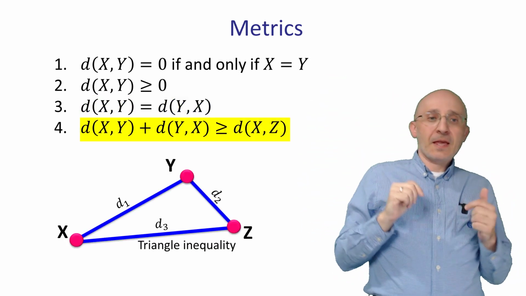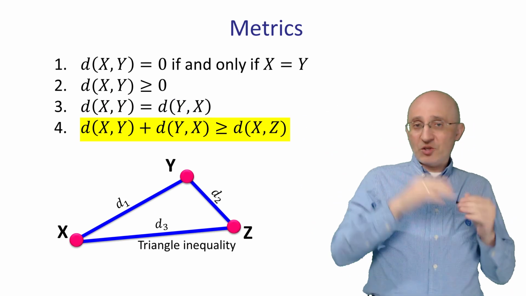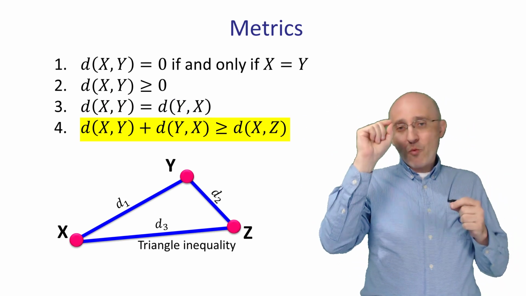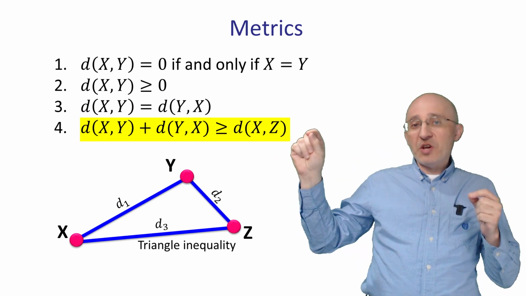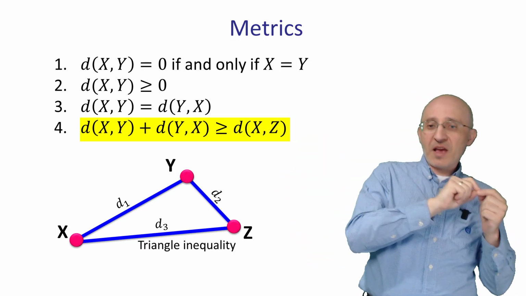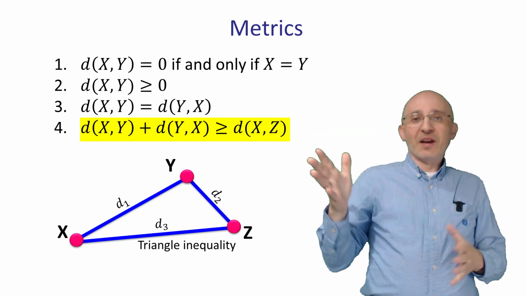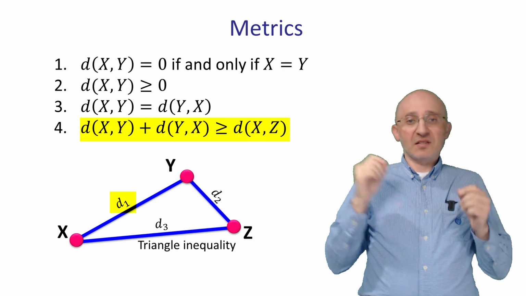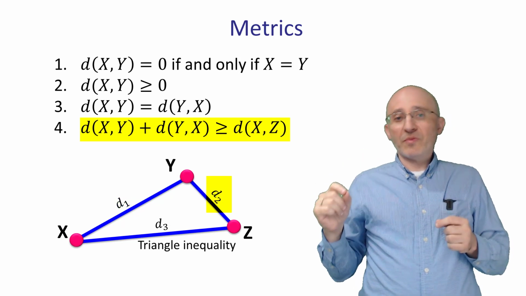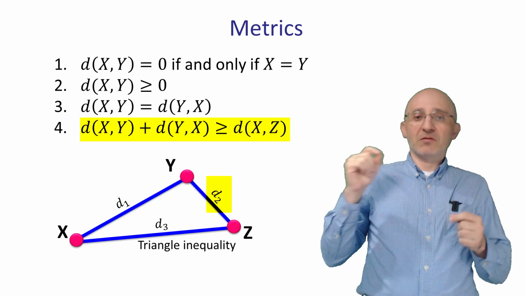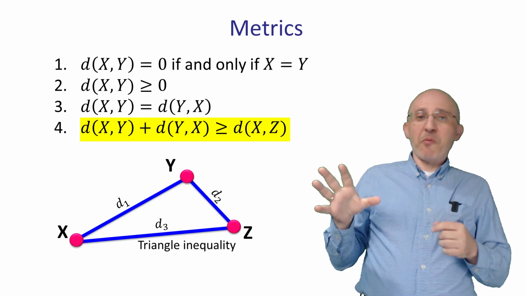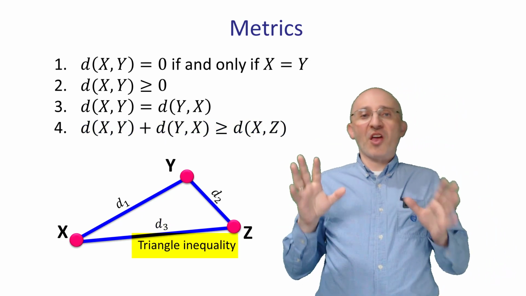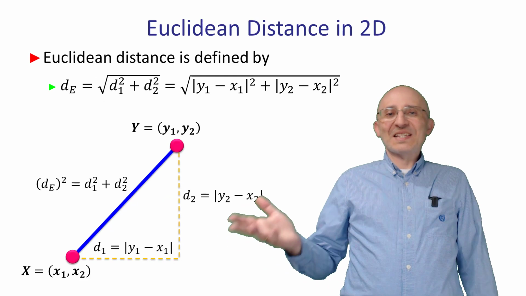point. Finally, the distance from X to Y and the distance from Y to Z cannot be shorter than the distance from X to Z. We can represent that graphically as D1 plus D2 larger or equal to D3. This property is also famously known as triangle inequality. Now let's see some examples.